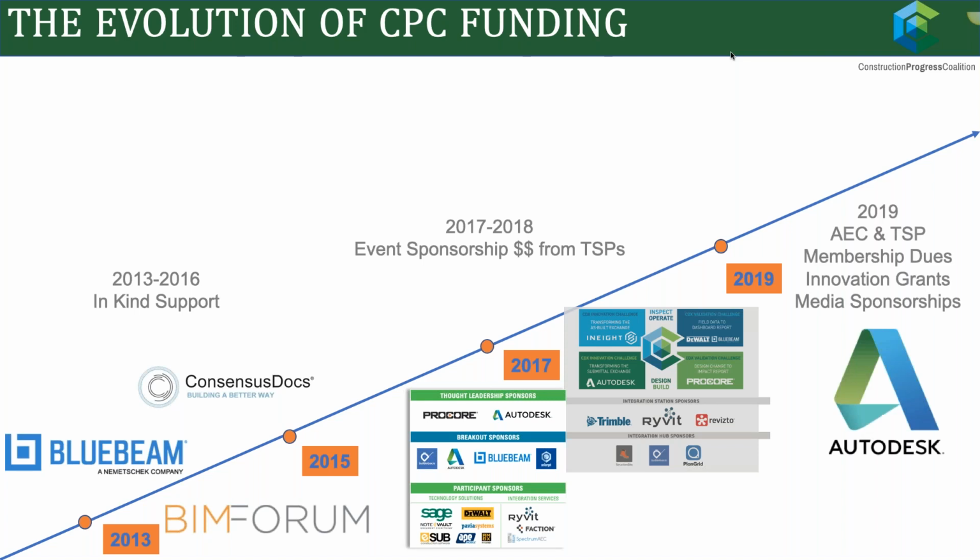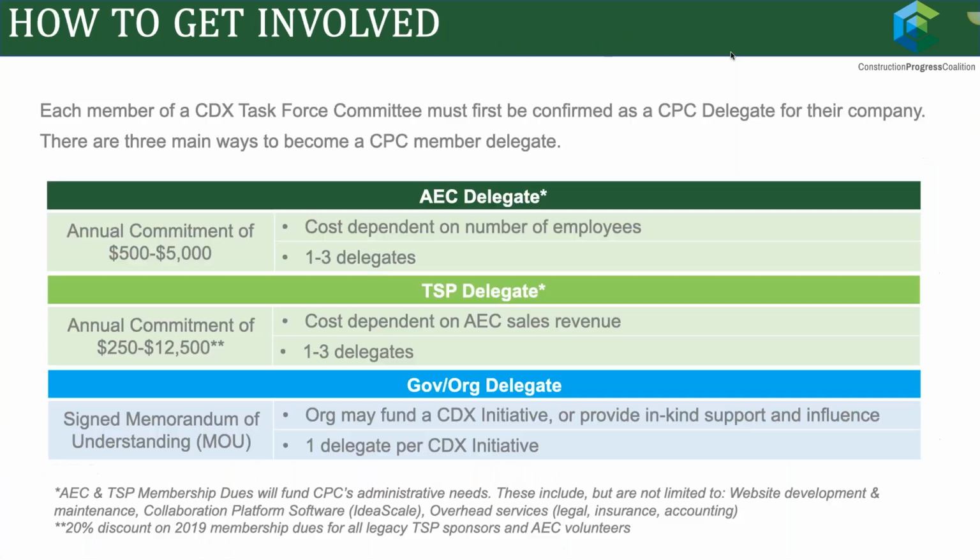But in 2019, we are moving our model to membership dues. So there'll be annual membership dues for both AEC companies as well as technology solution provider companies. And we'll also be going after a lot more innovation grants like the Electric Foundation, as well as moving into some media sponsorships to help us pay for everything. And excited to announce that Autodesk has confirmed their sponsorship for next year, as well as one of the thought leadership packages. So thank you, Autodesk.